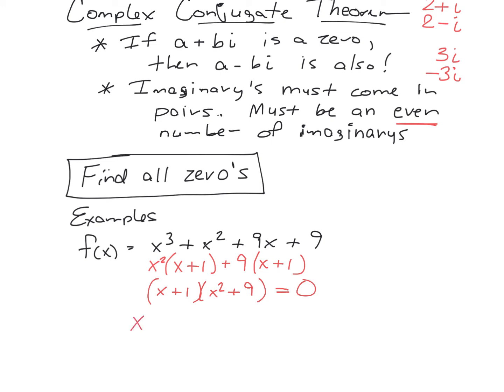My solutions, or my zeros, would be negative 1, and then whatever makes x squared plus 9 equal 0. If I solve this, I would subtract 9, take the square root, positive and negative, and that is positive and negative 3i. So you can see that those imaginaries did come in pairs. We did have the conjugates of those.